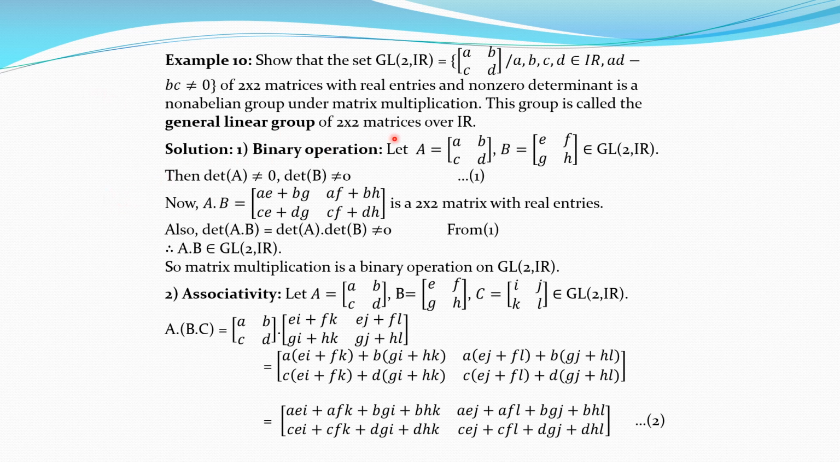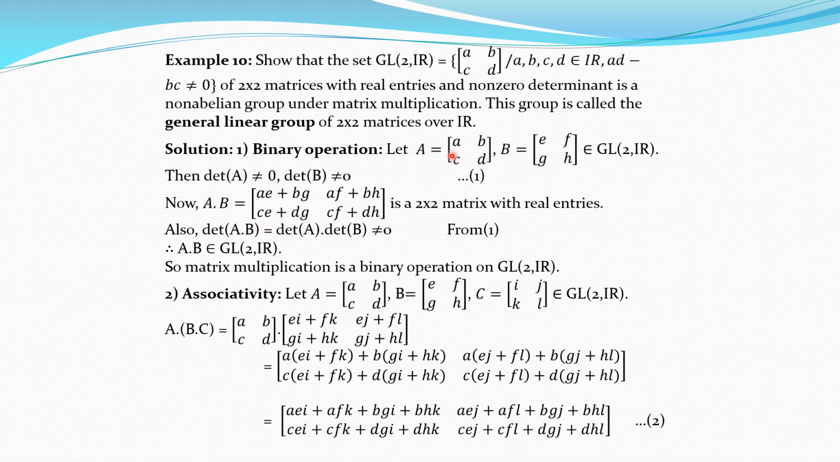Now consider first A multiplied by B. By matrix multiplication we get this as a 2 by 2 matrix. And as all are real numbers, their multiplication and addition are again real numbers. So A into B is a 2 by 2 matrix with real entries. The only thing remaining is that the determinant of A into B must be non-zero. By the property of determinants, determinant of A into B is equal to determinant A into determinant B.